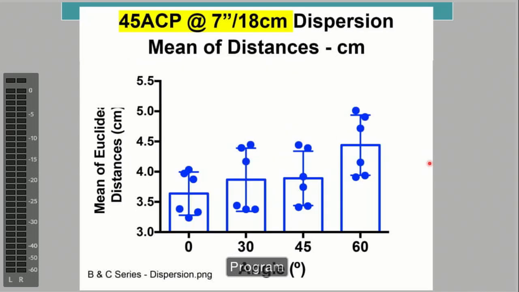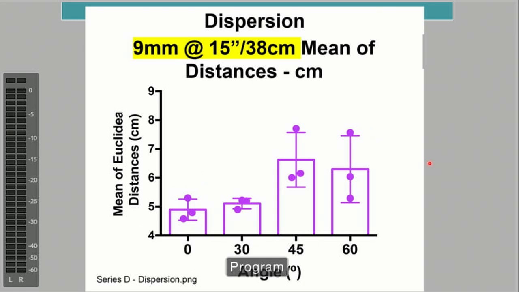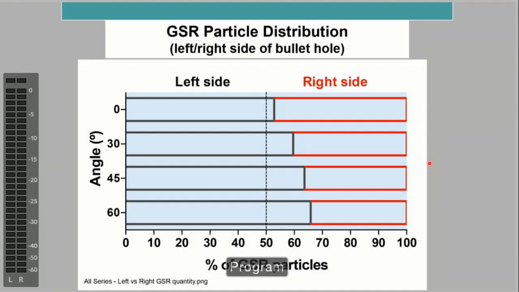by the way, I used two different distances, 7 inches, 18 centimeters, and I used 15 inches, 38 centimeters. And you can see how the dispersion in this goes up quite a bit. And I don't know why, but there's the data. Maybe someone here can figure out why. The distribution of the particles is mostly on the left side, which makes sense because all the targets were shot left to right.